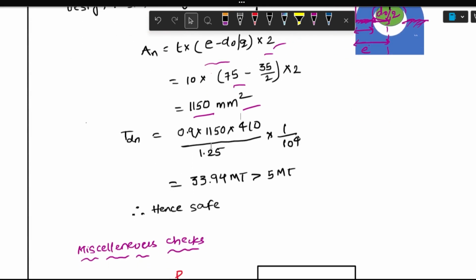So let us substitute in the tensile strength of the plate, 0.9 into An into Fu by gamma m1. I am dividing by 10 to the power 4 so that we can get the value in metric tons, which is greater than 5 metric tons. So hence it is safe in tension.